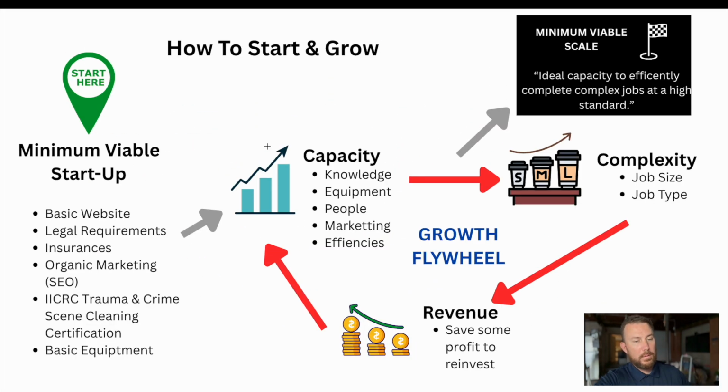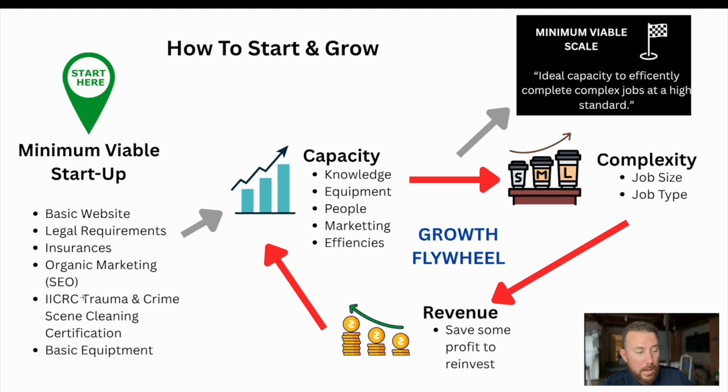Well, this growth flywheel describes how to start and how to grow. Let's first go to here at the start, minimum viable startup. Well, you need a website. You have legal requirements. You need to register your business name. You need to get your taxes sorted out, whatever your company structure or business structure is going to be. You need insurances. You need organic marketing for your website, so SEO, a local business profile on Google Maps.